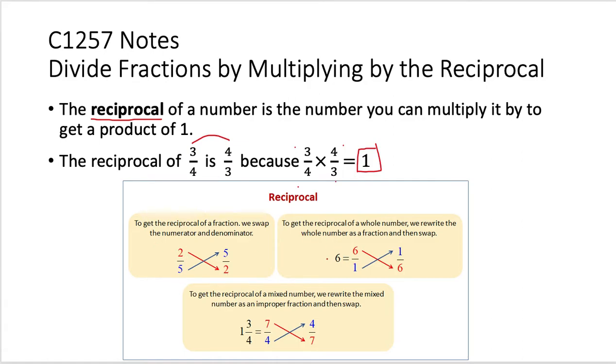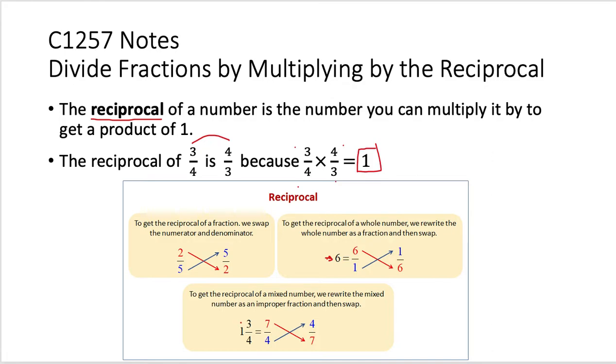If you have a whole number, you have to remember that a whole number can be written as a fraction over 1. So 6 equals 6 over 1. So its reciprocal is 1 over 6. So even with a whole number, you can flip it over to get the reciprocal.